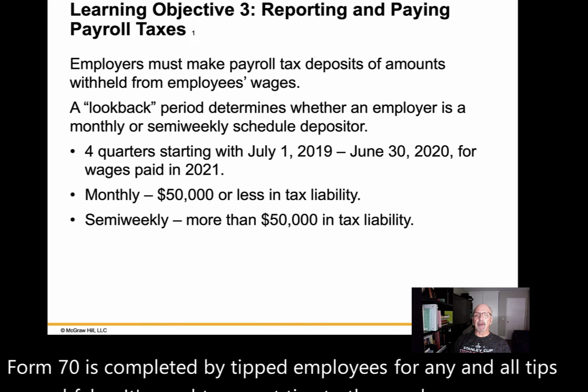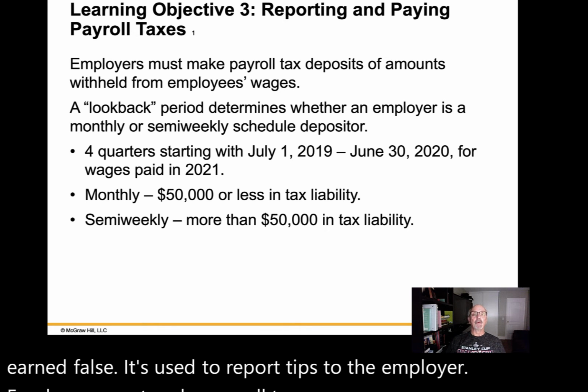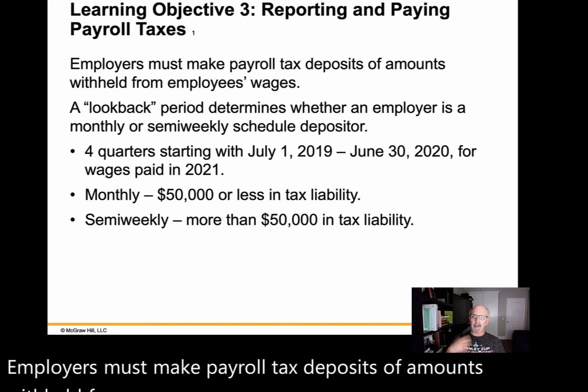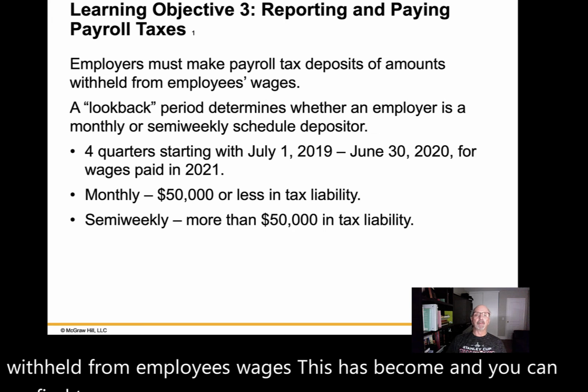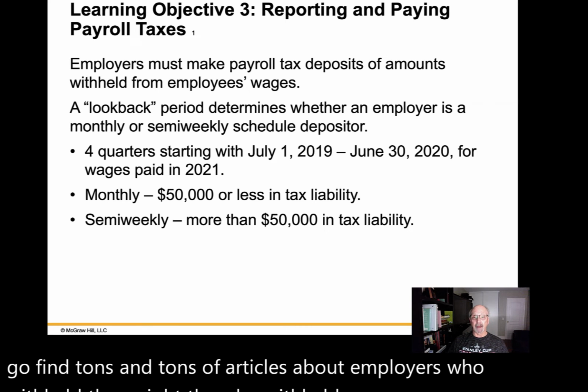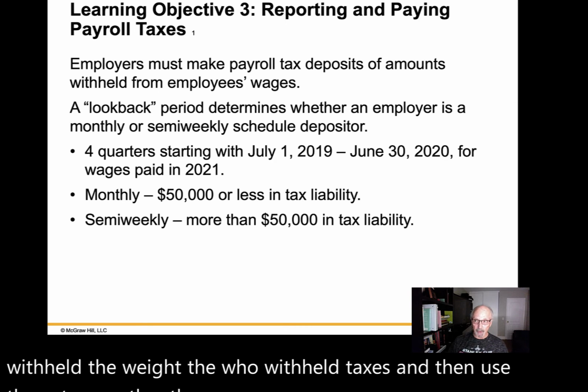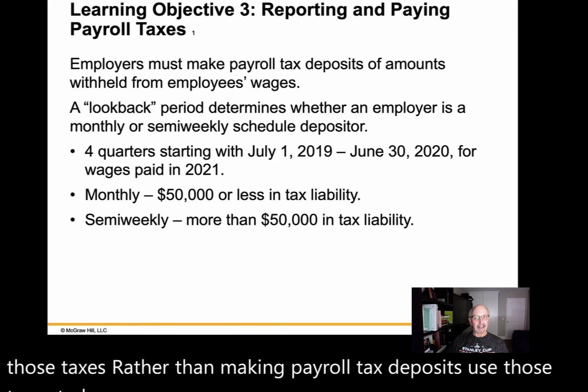Employers must make payroll tax deposits of amounts withheld from employees' wages. You can go find tons and tons of articles about employers who withheld taxes and then, rather than making payroll tax deposits, used those taxes to keep the companies going, and eventually they get in big trouble.